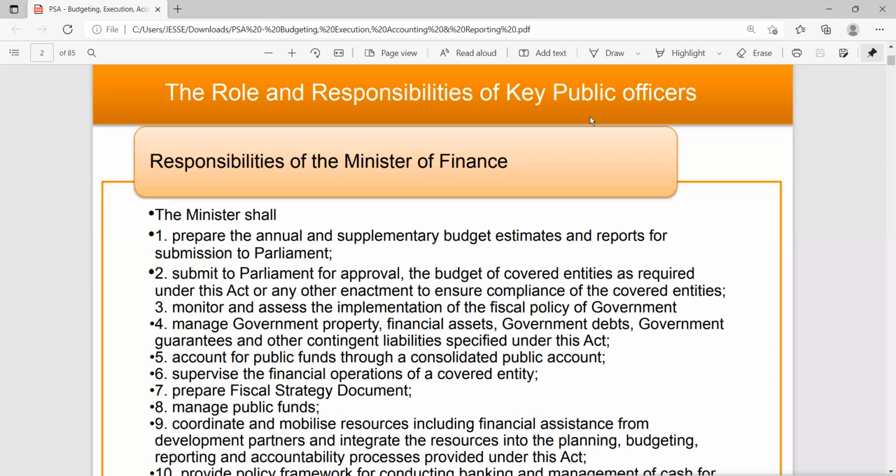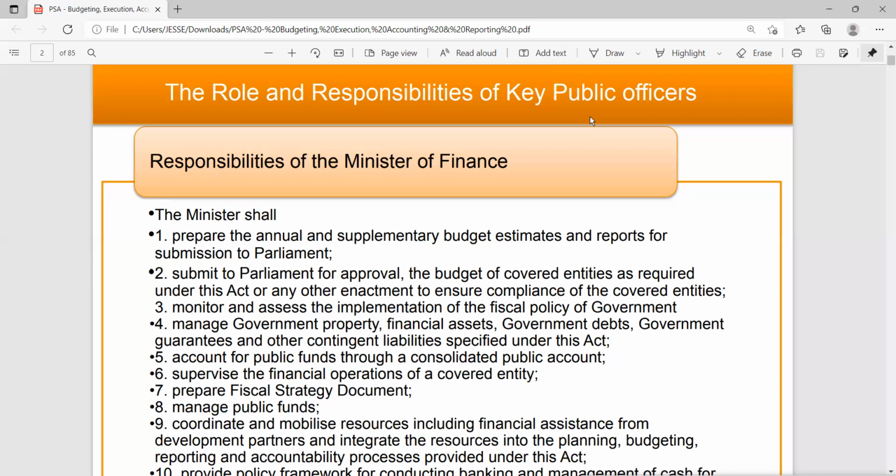Now, number 6, supervise the financial operations of a covered entity. So the finance minister also has supervisory roles. He also prepares the fiscal strategy document. Now, we already discussed that when we talk about fiscal policy, we are referring to two things here: taxation and expenditure, how government manages taxation and expenditure, and the implications of it on the economy.